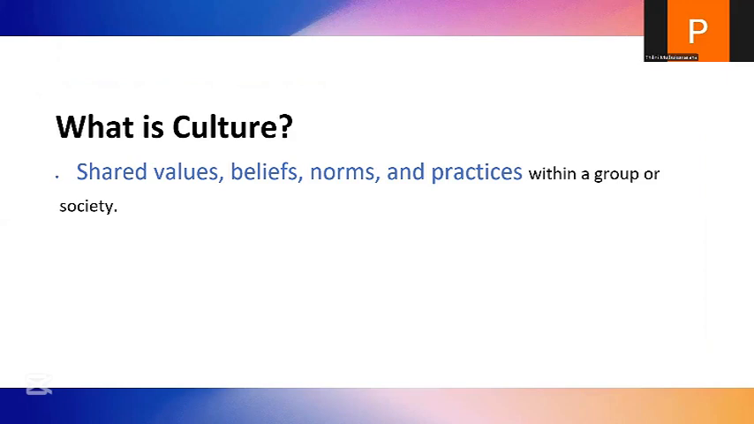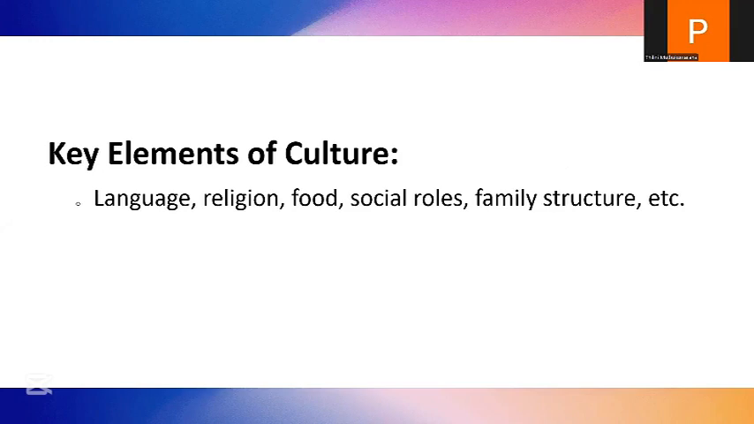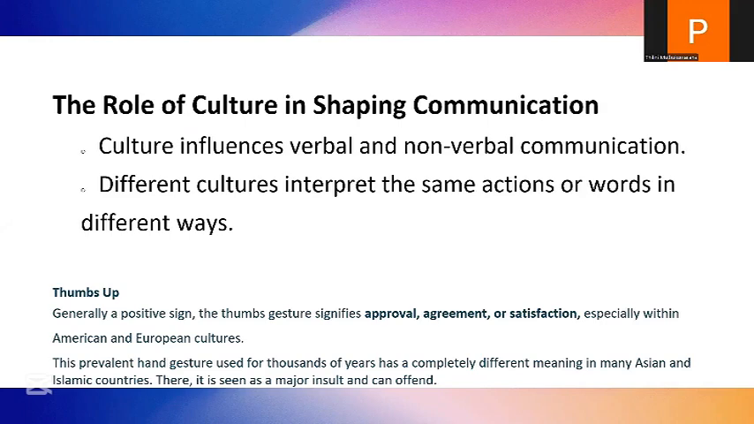Within these groups and societies, we can see key elements like language, religion, food items, and social roles. They also have their own family structures. So we consider language, religion, food, social roles, and family structures as elements of culture. We have to understand the role of culture and how it shapes communication.